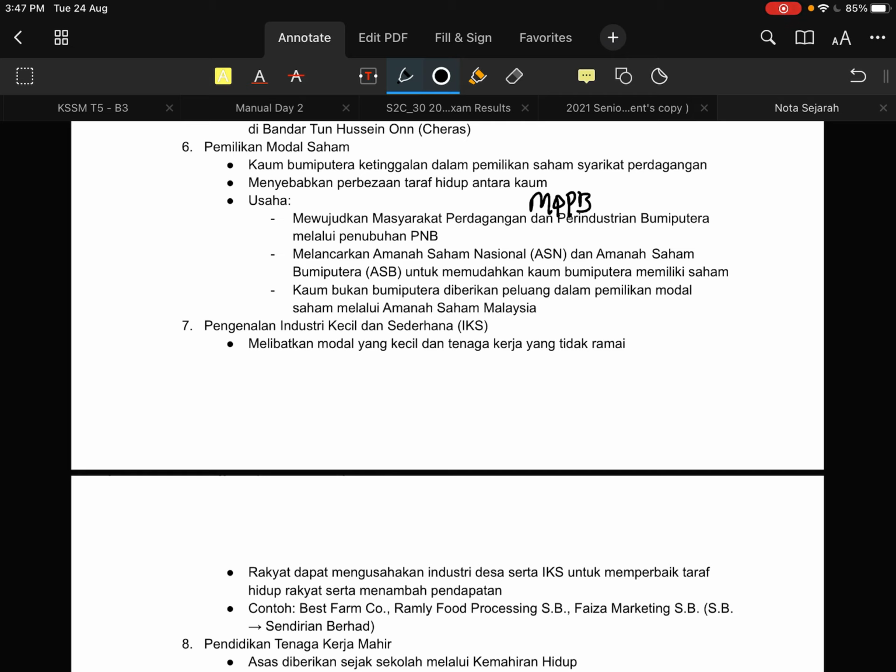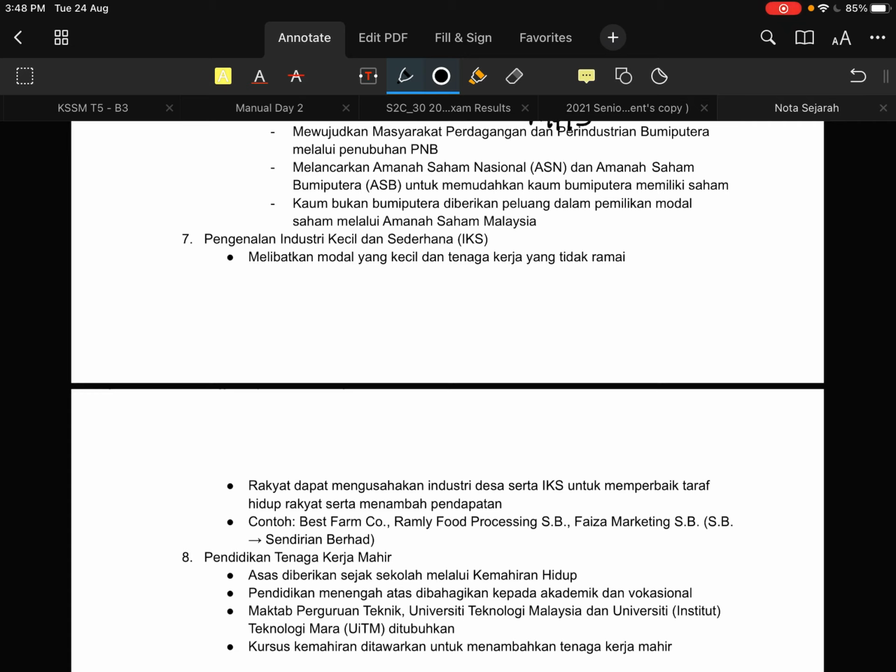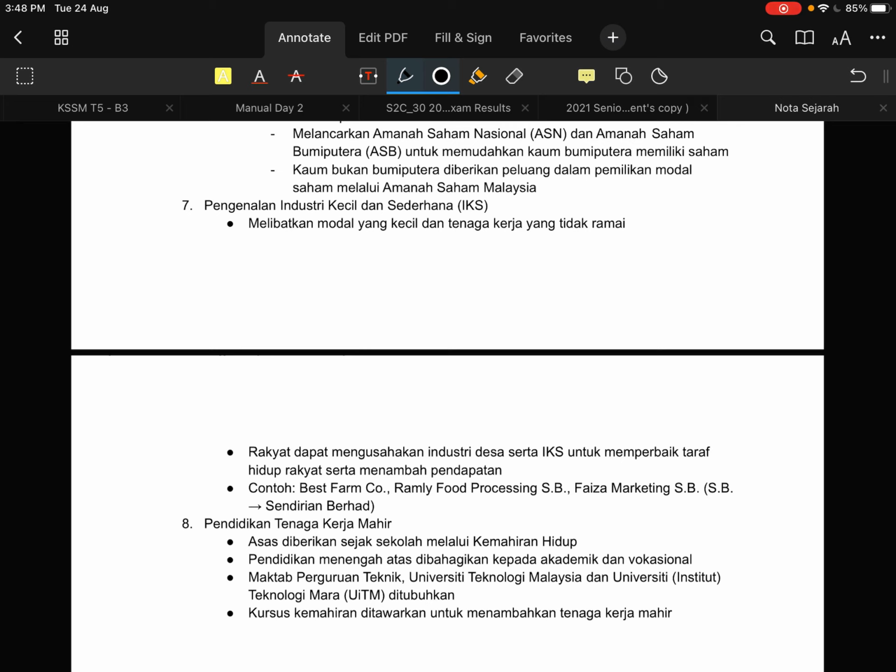So instead of making more of these big corporations, they want to promote more small scale companies that are mainly focused on their own area or their own country, if they get successful enough. So yeah, this is for people that do not have enough employees to work because they have a small company, right? So basically, they try to promote these IKS more. They try to promote people to do more IKS. So they make people to make their own businesses.